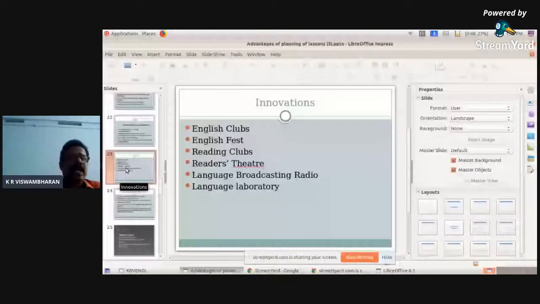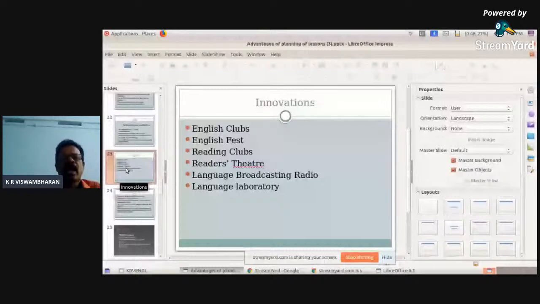Another one is reading clubs. The major objective of reading clubs in a school is to improve and inculcate the reading habit. Reading clubs can make use of books suited to students' age as well as their field of interest. So reading clubs can organize various activities like reading, review, and so on.